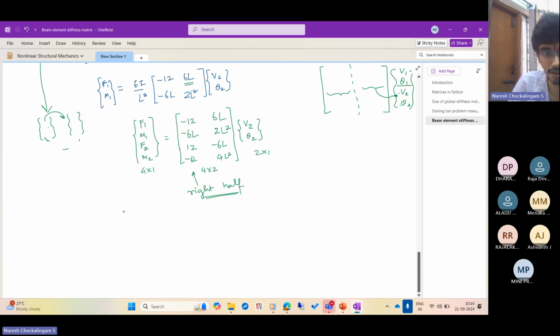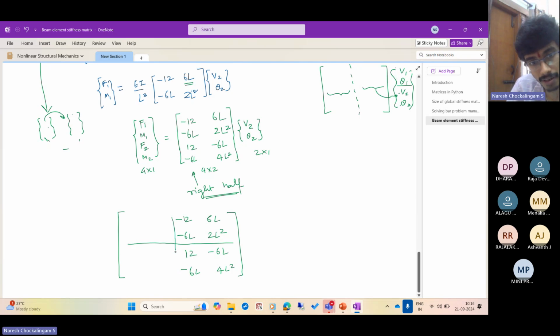That's good enough. Now let us just fill in the matrix. As we get it, let us just fill in the matrix. So we'll fill the right half with this: minus 12, 6L, minus 6L, 2L square, 12, minus 6L, minus 6L, 4L square.